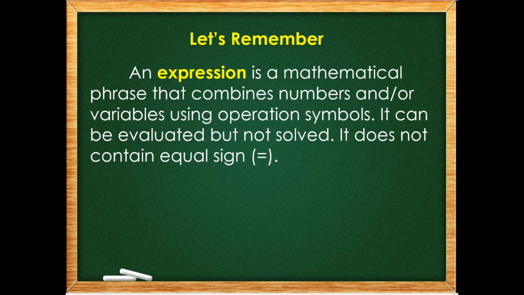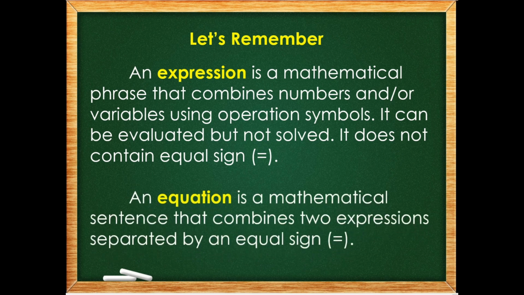So to sum it up, let's remember, an expression is a mathematical phrase that combines numbers and or variables using operation symbols. It can be evaluated but not solved. It does not contain an equal sign. While an equation is a mathematical sentence that combines two expressions separated by an equal sign.